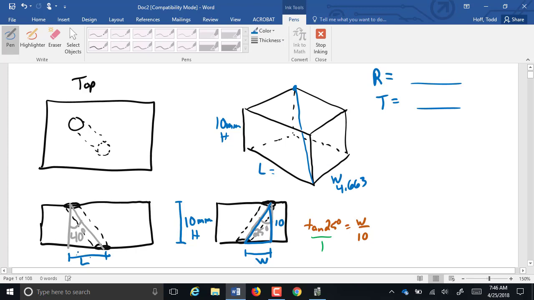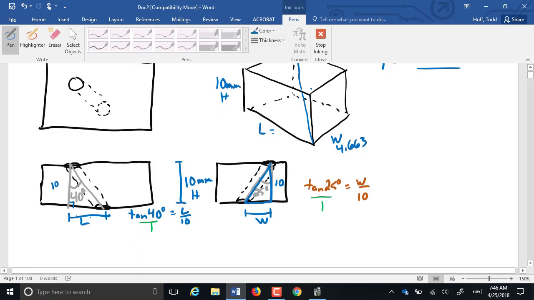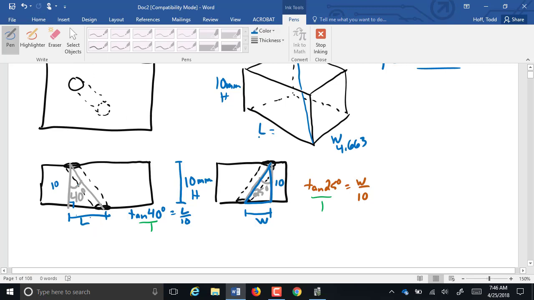Over here is the same thing. I'm looking for L. Well, off that 40 degrees, that's the opposite side. I know this is 10 millimeters here. That's the adjacent side, so it's tangent again. Tangent of 40 equals L over 10. So I put that over 1 and I cross multiply and divide. Tangent of 40 times 10 is 8.391. So I now have my length, width, and height.